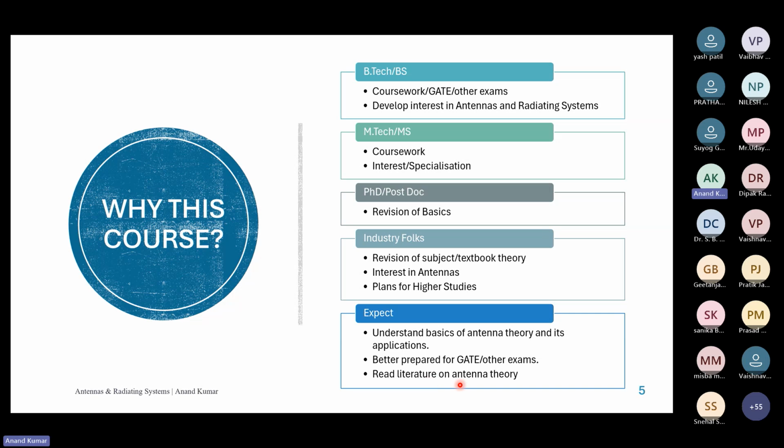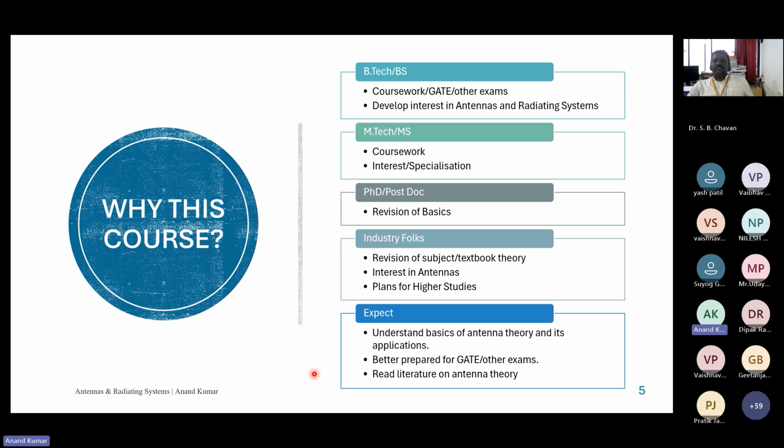And through this course, I'll try to incite an interest in you in reading literature on antenna theory, because the textbooks are really boring if you have no interest in the subject. But if you have an interest, you'll really enjoy going through the textbook as well, and maybe read some research papers in the literature on the topics which you are really interested in.